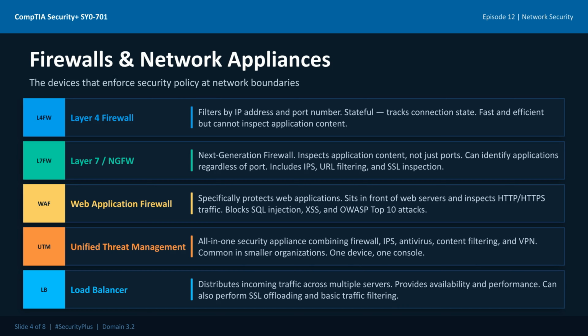Firewalls enforce policy. Layer 4 firewalls filter based on IP and port. Layer 7 or next-generation firewalls inspect application content. WAFs specifically protect web applications against common attacks. UTMs combine multiple security functions into one appliance, and load balancers provide availability.